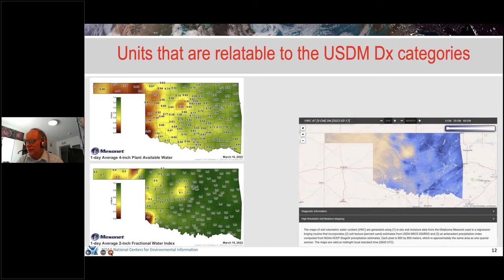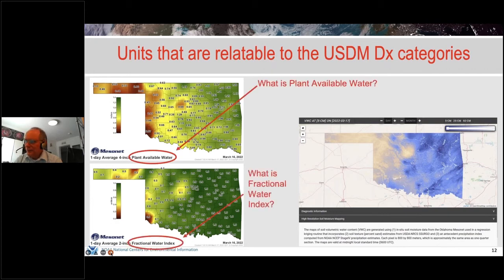Here are some examples. The top left is plant available water, the bottom left is fractional water index, and the right is volumetric water content. As a drought monitor author who is not an expert in soil moisture or soil science, what are these, and how do we relate these particular units to the drought monitor category?